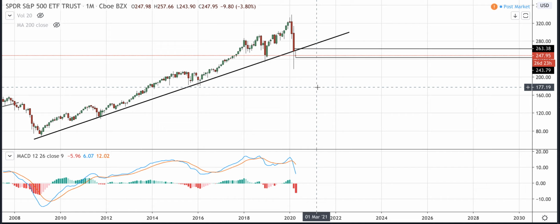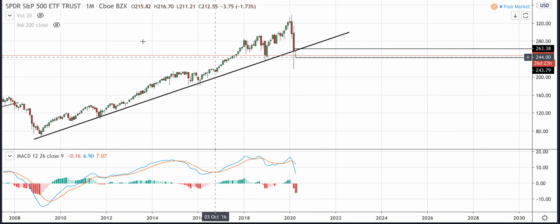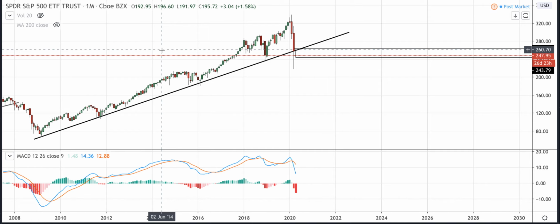I get questions every day, all the time. Hey, Blake, what am I going to do with my money? Are we in a recession? Are we going to go much lower? Should I buy now? There's a lot of confusion out there. So what I like to do is take a step back and analyze it that way. So let's go ahead and move to the weekly time frame.